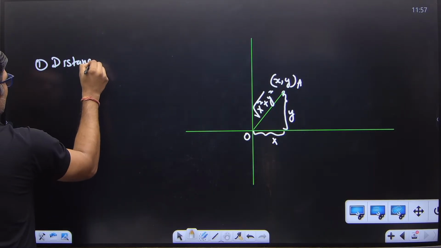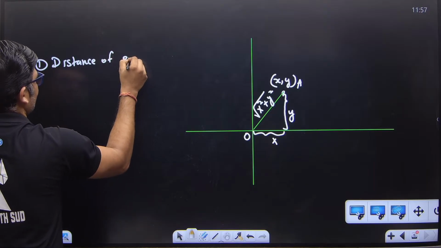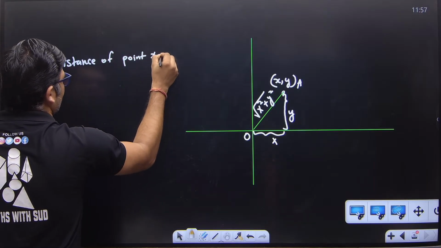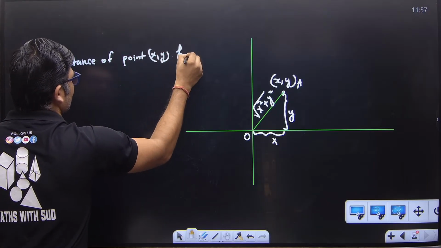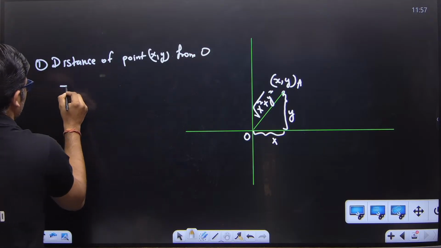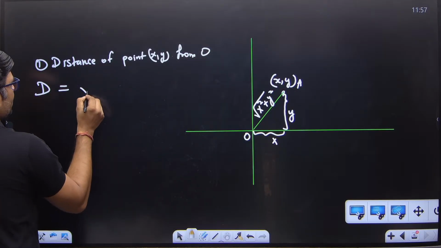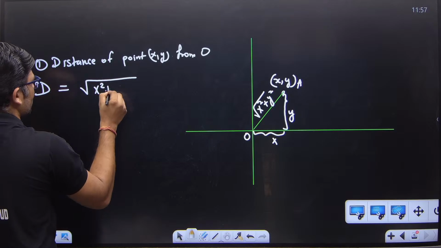Square root of x square plus y square. The distance of a point (x, y) from O is given by d is equal to under root x square plus y square.